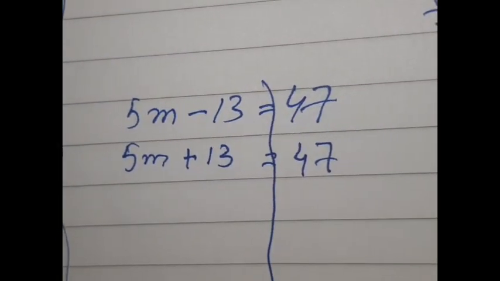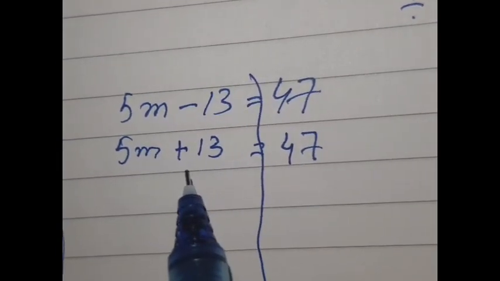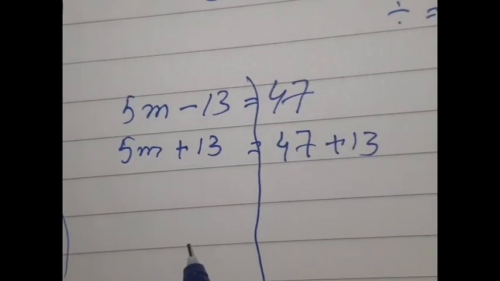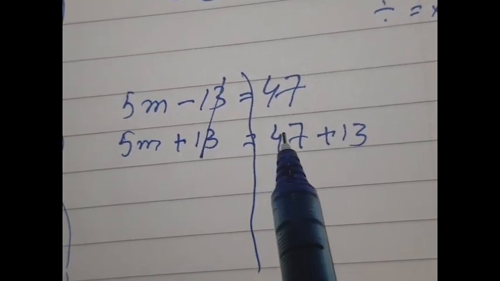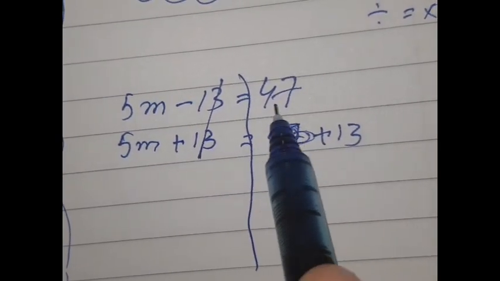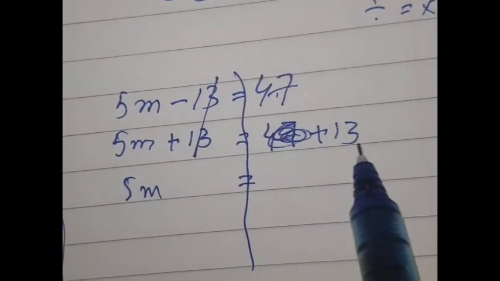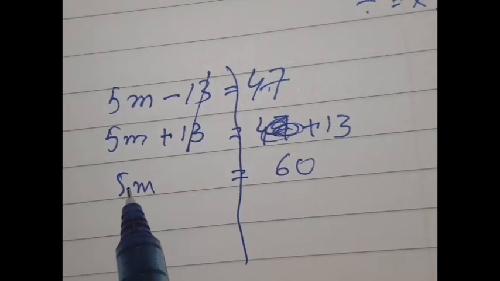So first I put plus 13 here, but if I'm doing plus 13 here, what do you think I have to do here? Plus 13 here as well. So now this 13 and 13 is gone. 47 plus 13 makes what? I'm left with 5m is equals to 60, right? Now this 5m is getting what? Multiplied.